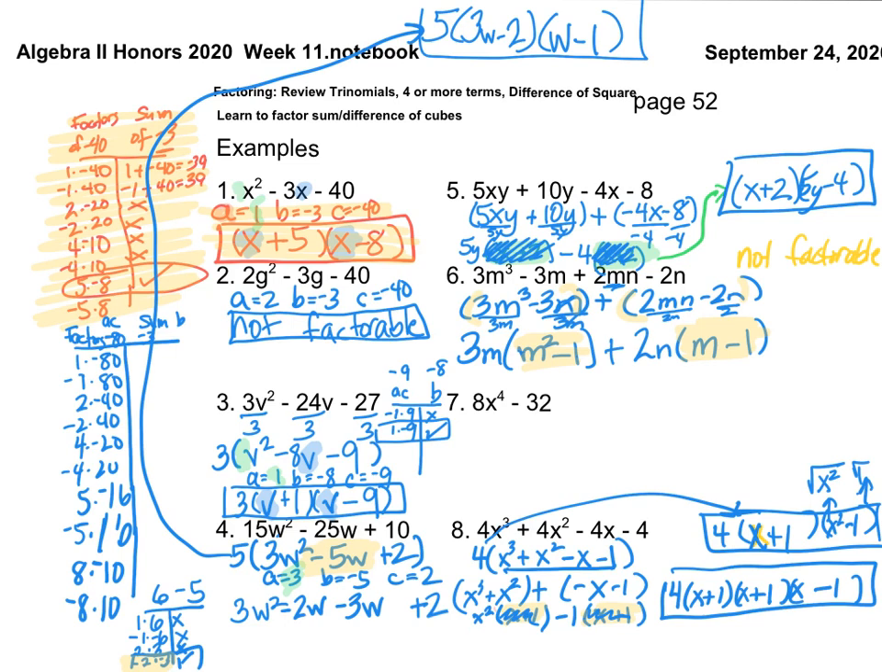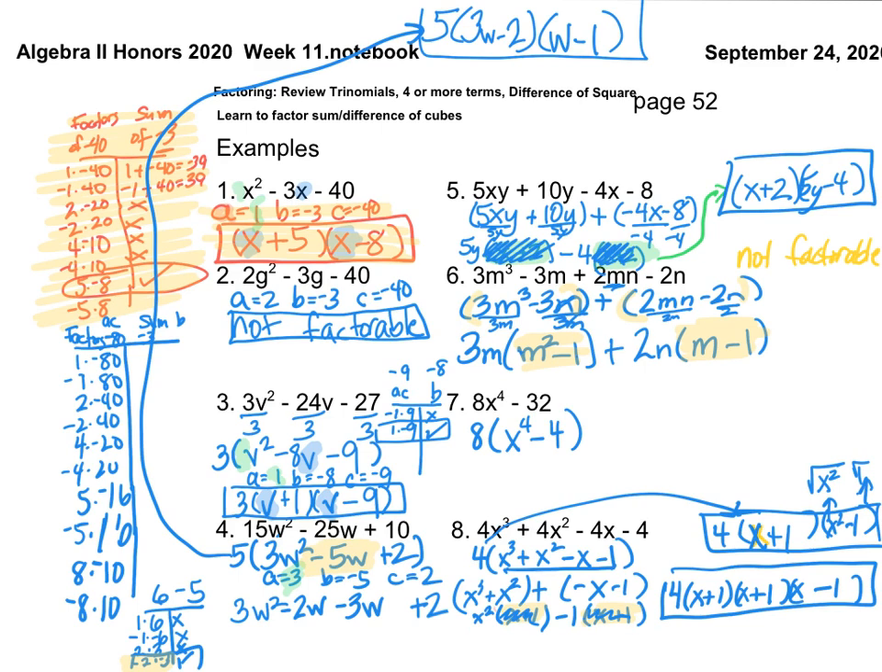Let's try number 7. It's not grouping, that's why I wanted to save it for last. It's a binomial. So 1 through 4 are 3 terms, 5, 6, and 8 are 4 terms, and now number 7 is 2 terms. I do have a greatest common factor of 8, so I'm going to go ahead and divide 8 away from both of those terms. 8x to the 4th divided by 8 is x to the 4th. Negative 32 divided by 8 is negative 4.